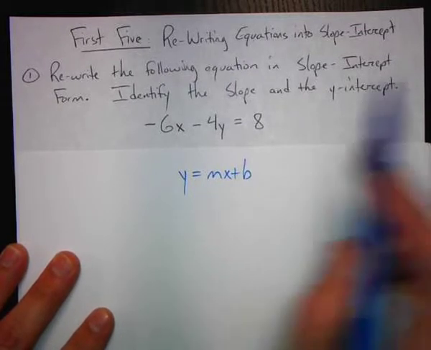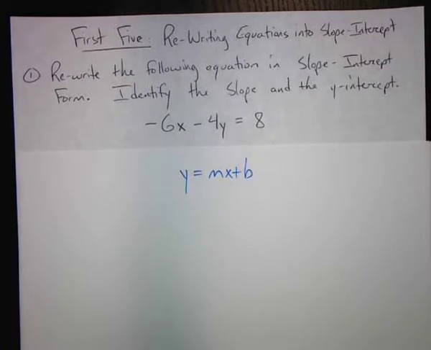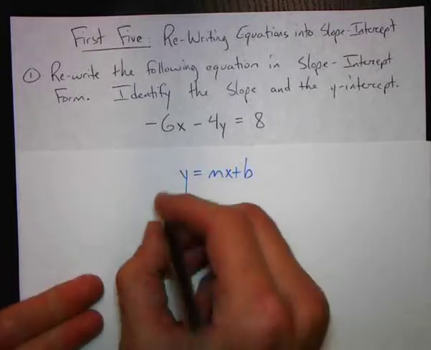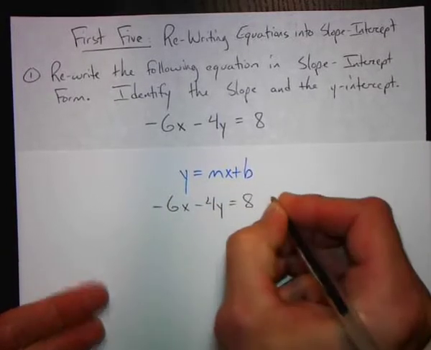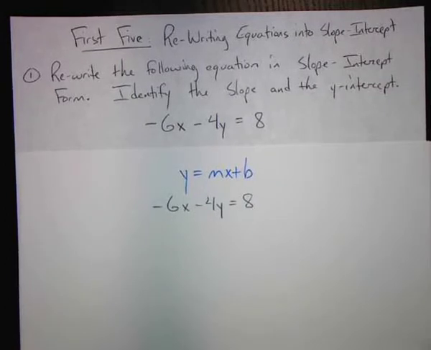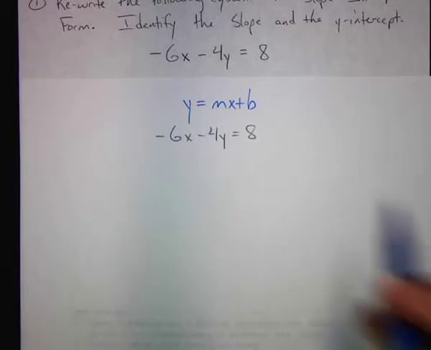So slope-intercept form, you know you're good to go when you have y by itself equaling mx plus b. So what we have to do is take this initial equation and do some stuff to it and get y by itself. So here's how that works. It's going to take some memory of literal equations.